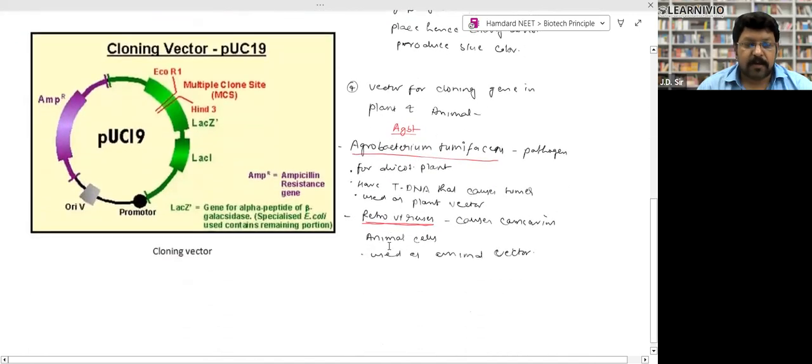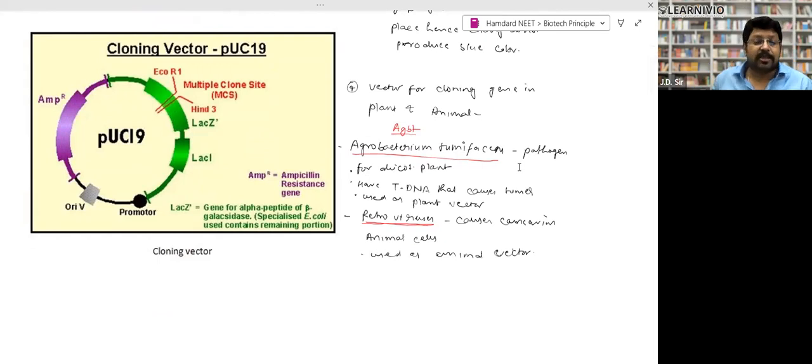Okay, one more thing. The vectors which are used for plants as well as for animals. Normally we use the AGBT vector for dicot plants. This question has been asked. Now what is the AGBT vector? Can anybody tell me what the AGBT vector or AGBT bacteria is? It's important. This is also important.